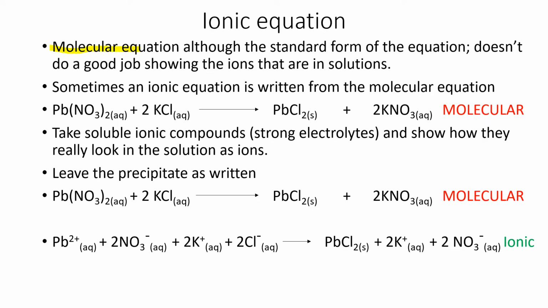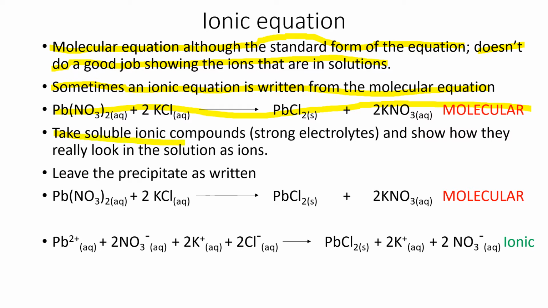So molecular equations are considered the standard form of the equation, but what the molecular equation doesn't do a good job of is showing those ions that are actually in solution. So sometimes we write an ionic equation from that molecular equation, because the ionic equation does a little bit better job of showing exactly what you have in that solution. So I just rewrote our molecular equation that we ended with, and here are the steps we're going to do to go from this molecular equation to the ionic equation.